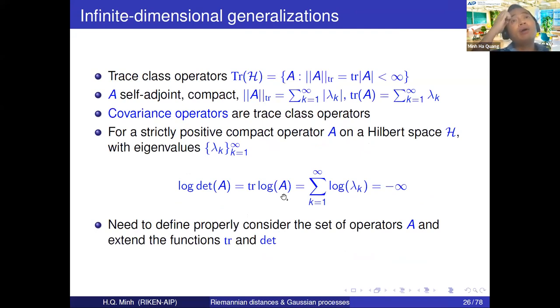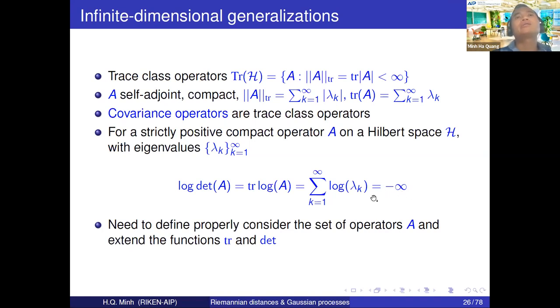Now if we have the operator A, which is trace class, that is, if A is self-adjoint and compact and has infinitely many eigenvalues, it belongs to the trace class if the summation of the absolute values of the eigenvalues is less than infinity. Now, the log determinant of A is just equal to trace of log A, the summation of all the log lambda k, so it's equal to negative infinity. So this is actually not well defined because all the lambda k go to zero. So this is negative infinity, so it's not well defined.